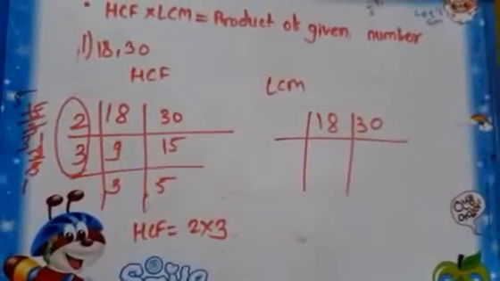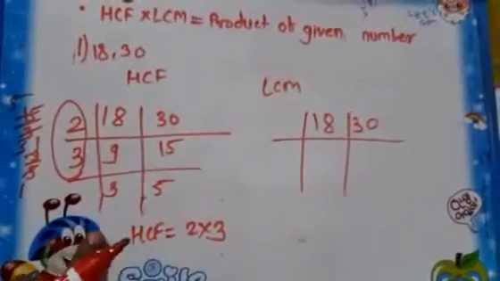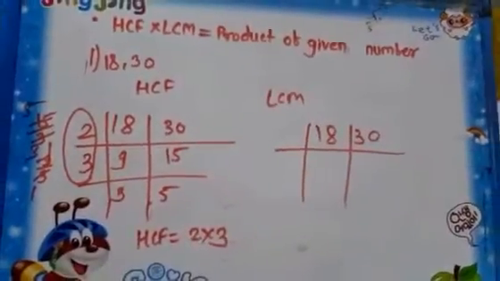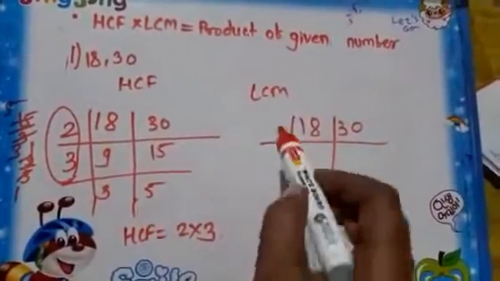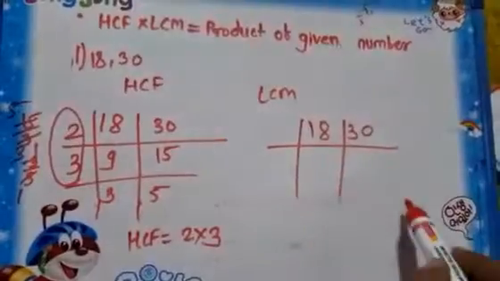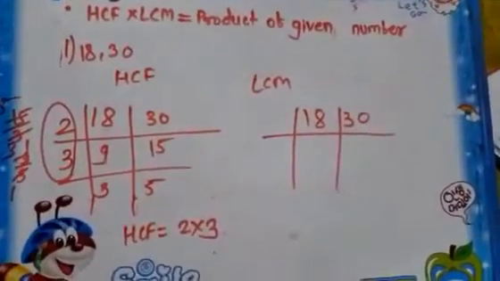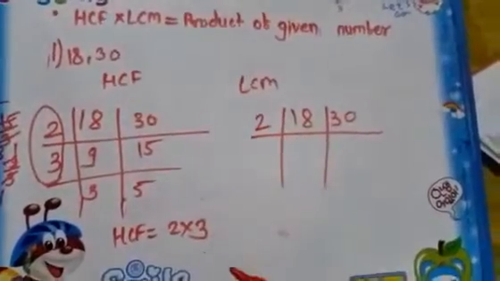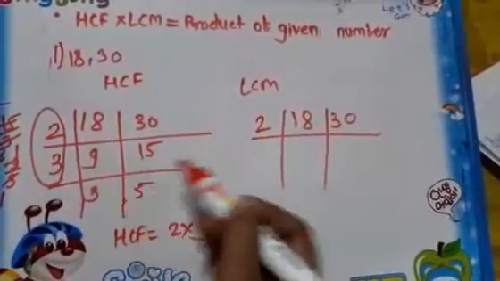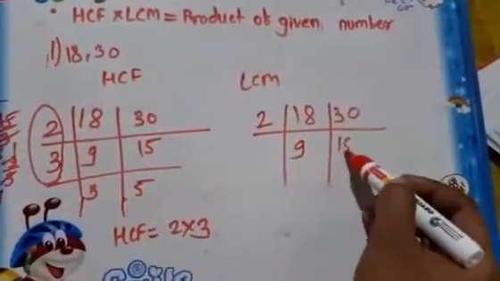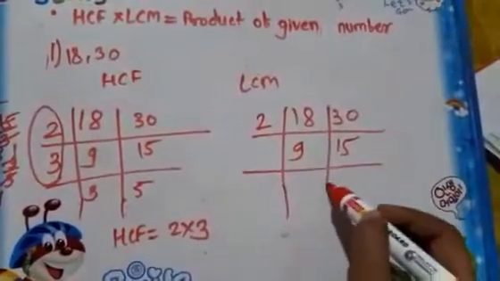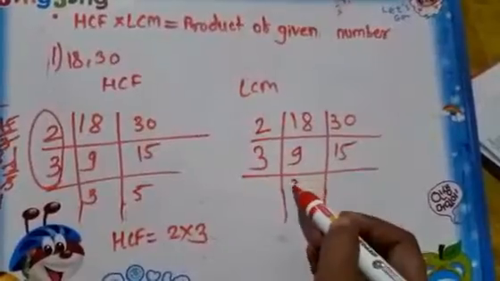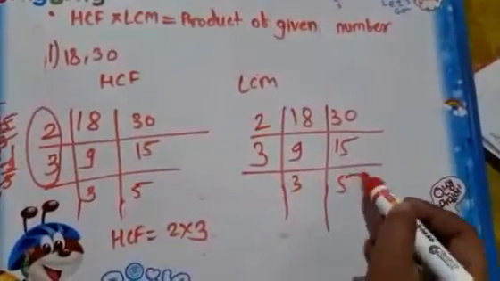What is the difference between HCF and LCM? For HCF, only common factors, their product we are taking as HCF. But for LCM, common factors and uncommon factors, all this product we have to take. So here also we will go for 2. Below 18, what should be written? You can see here 9 and 15. For 9 and 15, we will take the common factor as 3. So below 9, 3 should be written and below 15, 5.